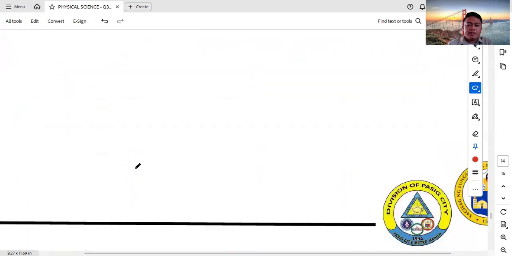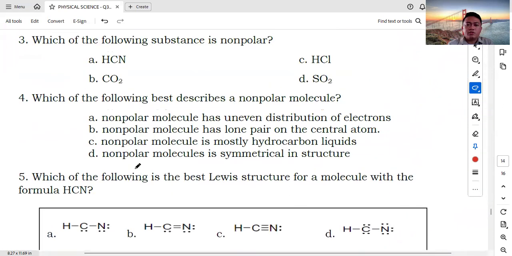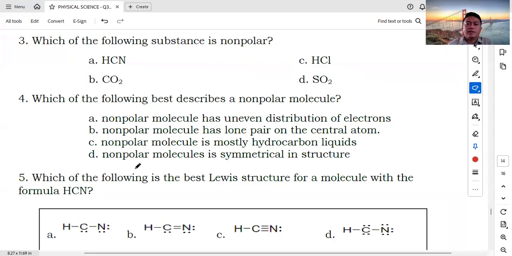All right, that ends our lesson. You can still review this lesson so that you will have a deeper grasp of the polarity of molecules in these topics. That would be all, and have a great day.